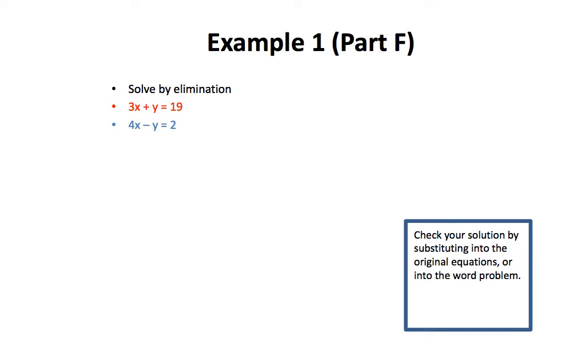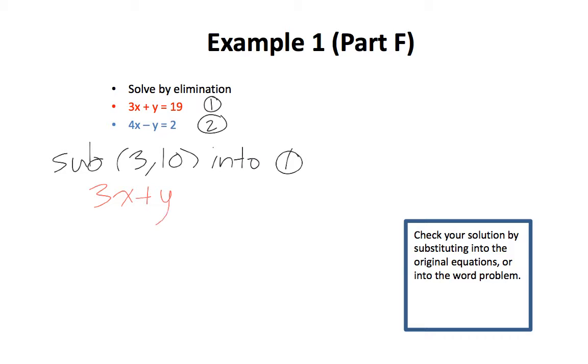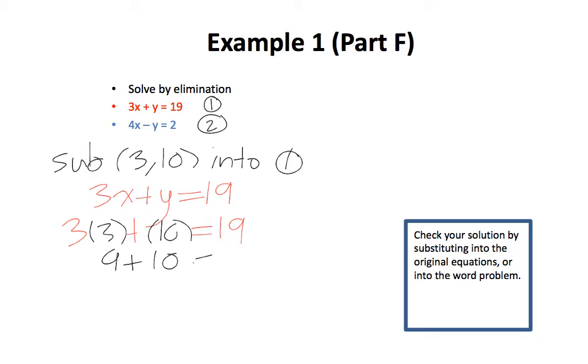We know the solution to the linear system is (3, 10). However, we need to check to see if this is correct. Therefore, we need to substitute this point into both equations and do a left side, right side check. So I'm going to say sub (3, 10) into equation 1. Equation 1 is 3x plus y equals 19. Instead of writing x, I'm going to put 3 in brackets. And instead of writing y, I'm going to write 10 in brackets. Everything else stays the same. I'm going to simplify the left side of the equation. So 3 times 3 is 9. 9 plus 10 is 19. Therefore, you can plainly see that left side is equal to right side. Therefore, this point lies on that line.